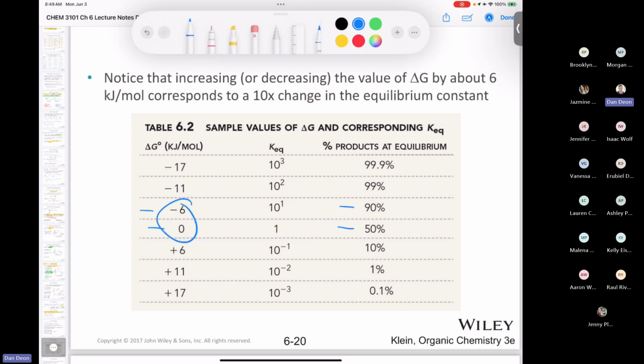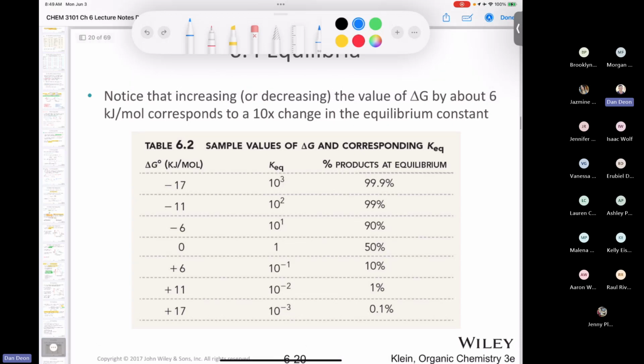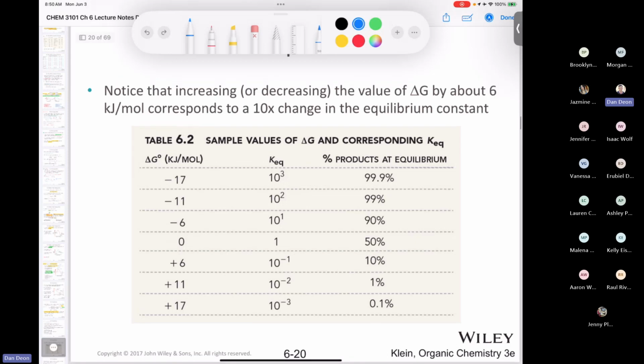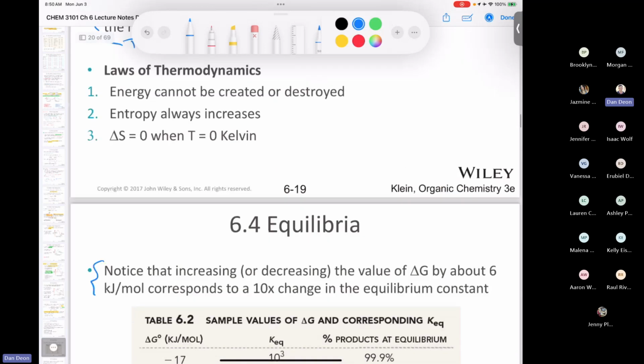Now, if you're like, well, how do I know that's a big or a small change? You don't really, because you're kind of learning the subject when you're in this class. I don't expect you to be experts on thermodynamic values. But the bottom line is you can take my word for it, that a small change in delta G makes a huge difference in the amount of products that you get here. And you can see that I quantified it here. 6 kilojoules per mole results in about a 10 times change in the equilibrium constant. You don't have to memorize this, but if you find it interesting or helpful, it's there for you.